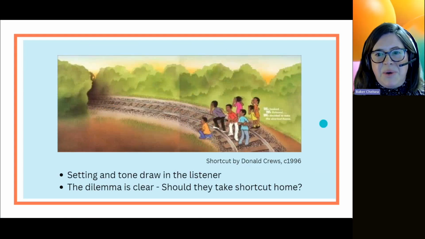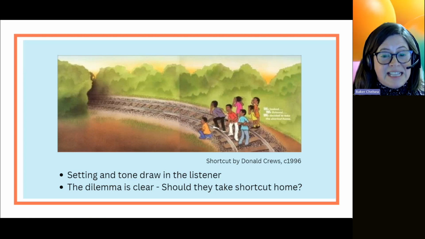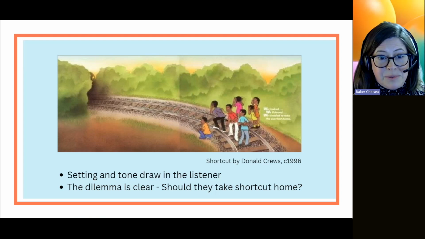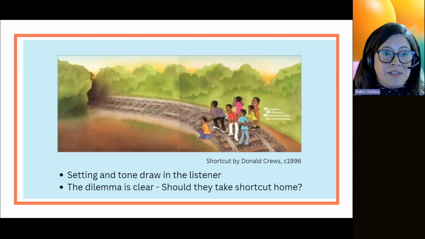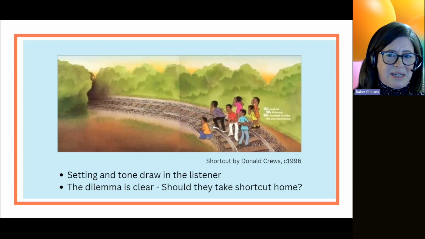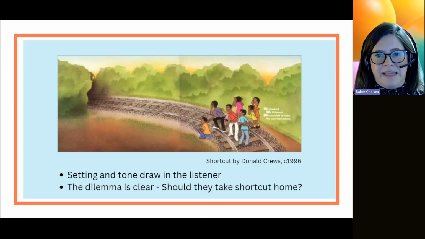It says here, "We looked, we listened, we decided to take the shortcut home." The setting and the tone of the art really draw in the listener, and the dilemma is clear. Should they take the train tracks to go home? And at the end, after reading, so many children want to share a time when they've taken a shortcut or when they think they've been in danger. They talk about the characters. It's very good, and especially the artwork in this one.